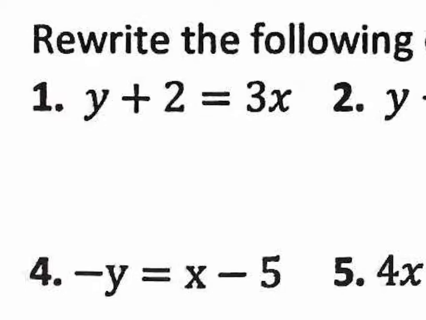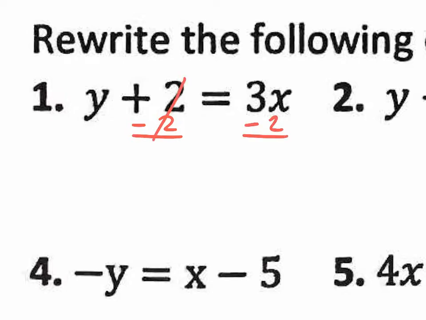So number 1 is not in function form because function form means y by itself. Now you have a plus 2 right here. You don't want this plus 2. So let's get rid of the plus 2. How do you do that? Subtract. So let's subtract 2. 2 take away 2 is 0. What you do to one side, you do to the other side.